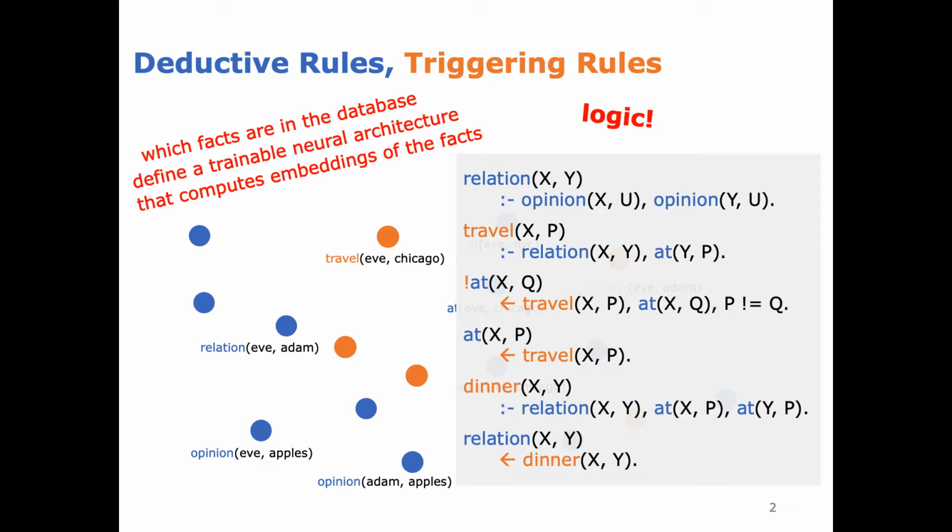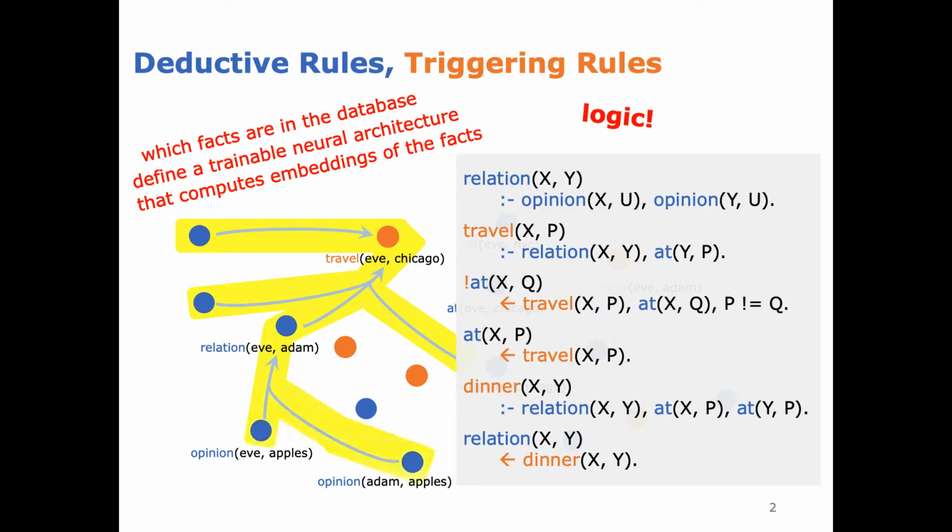In this architecture, the embedding of a fact is a learned function of its provenance, which means all the ways that fact has been derived. So it depends recursively on the embeddings of other facts.